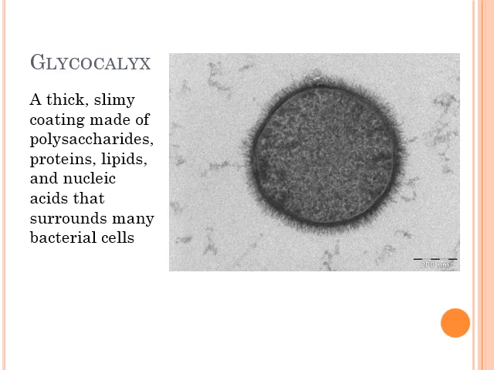Next optional structure is glycocalyx, and you know I love glycocalyx. Glycocalyx is really thick and it's slimy. It's this coating of polysaccharides and proteins and lipids, nucleic acids. Basically, it's all that leftover stuff that's in the world. Think of it almost like phlegm. It is sticky and wet, and it surrounds a lot of bacterial cells.